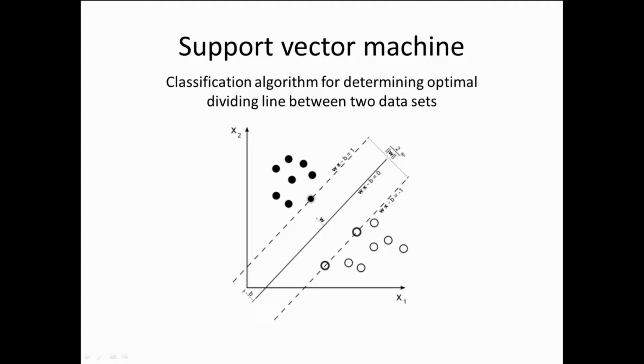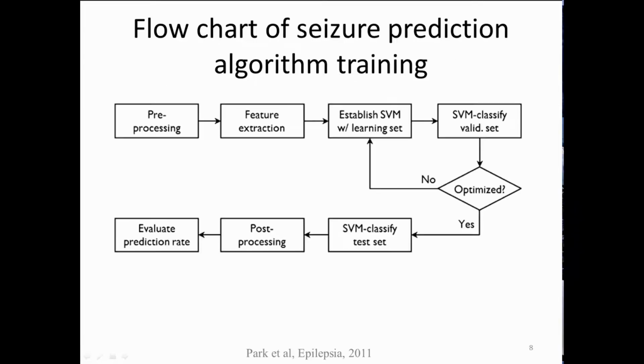We recorded 20-second windows and the power spectra for 9 different frequency bands, which results in, across all 6 electrodes, 54 different frequency bands. And in such a high-dimensional system, you need a computer algorithm to find the dividing line.